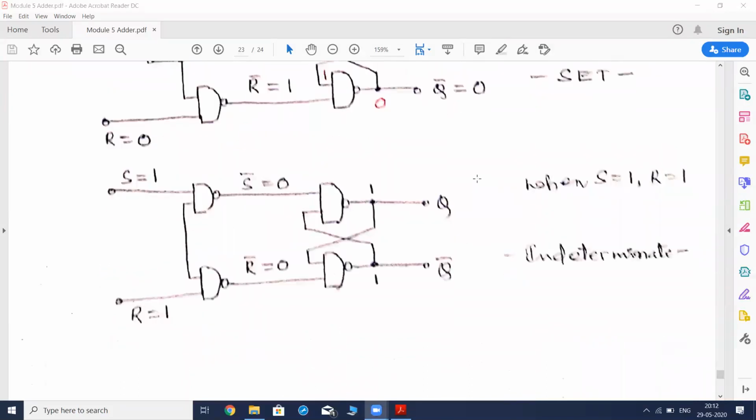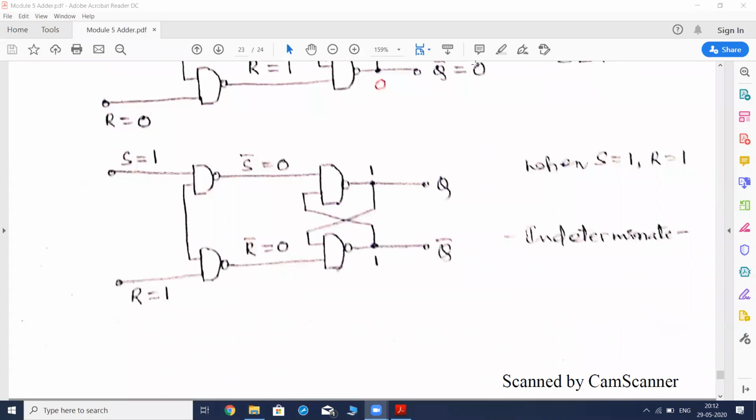Here, this is the last condition. We have one last condition that is left out, that is S equal to 1 and R equal to 1. When S is equal to 1 and R is equal to 1, here we need to write the enable input. It is missing. So here is enable input 1. So here is 1, here also 1. Okay, so this is the enable input.